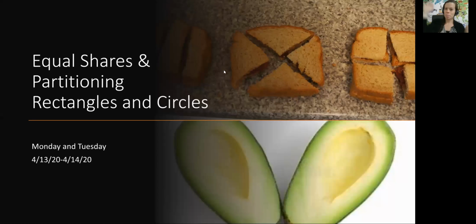Hi guys, happy Monday. So today in math and tomorrow we are going to review shapes and how to partition them into equal shares or equal parts, okay? So Wednesday you will have a quiz. So let's get to work and make sure you truly understand how to partition shapes equally.